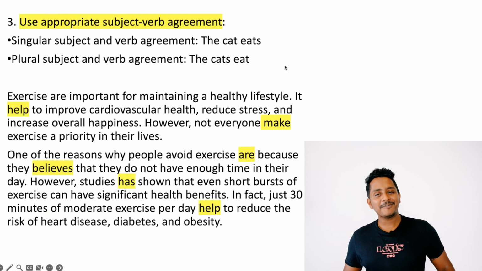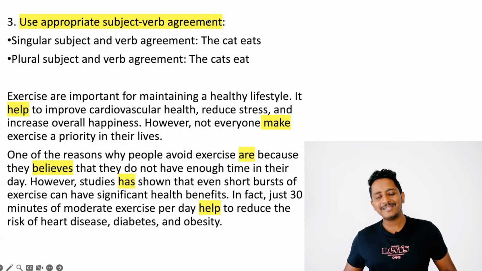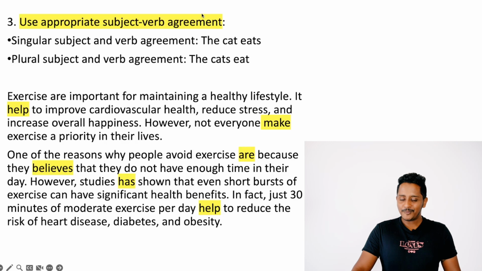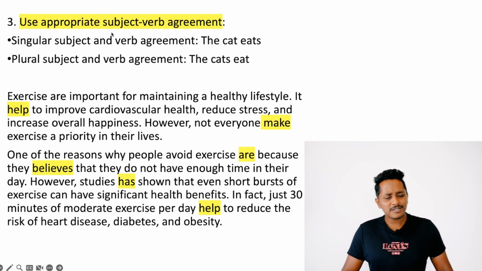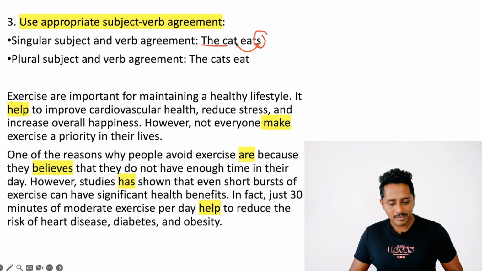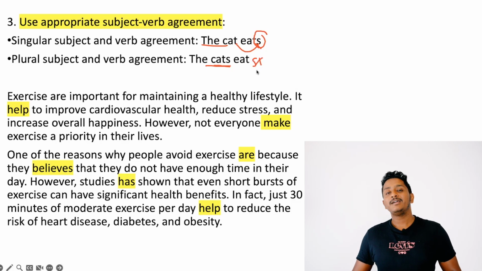Use appropriate subject verb agreement. These are the real problems I've been seeing for almost 4-5 years, since the day I started teaching IELTS. A lot of students actually don't even care about subject verb agreement. The cat eats: if in the present tense the subject is singular, s will come. If the subject is plural, cats, they eat, s will not come. Singular, s will come. Plural, s will not come in the present tense.